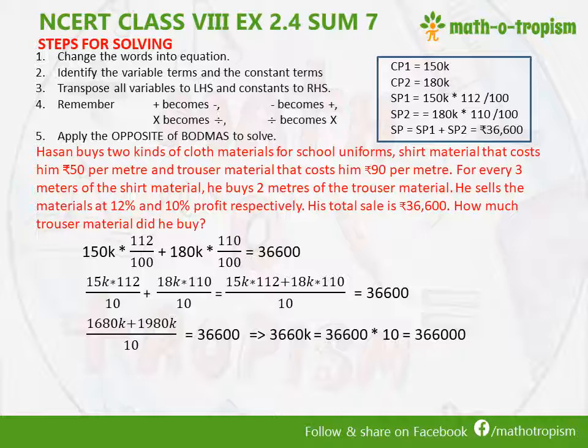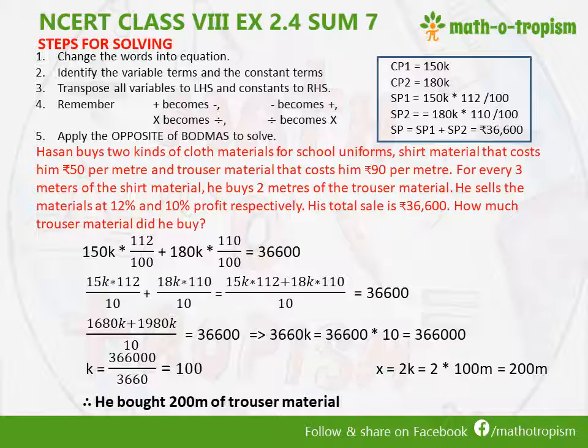When I take the 10 from the left hand side to the right hand side, it goes through multiplication. So when I add 1680k plus 1980k, it becomes 3660k is equal to 3,66,000. As a result, k is nothing but 3,66,000 divided by 3,660. So it comes as 100. Now I know that my trouser material is X, which is equal to 2k. So it is nothing but 2 into 100 meters. So as a result, he bought 200 meters of trouser material.